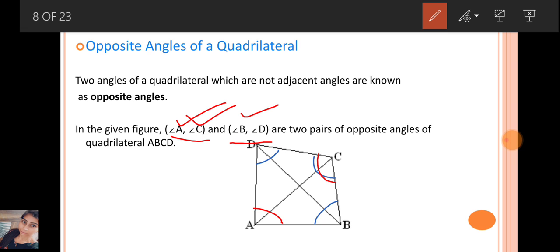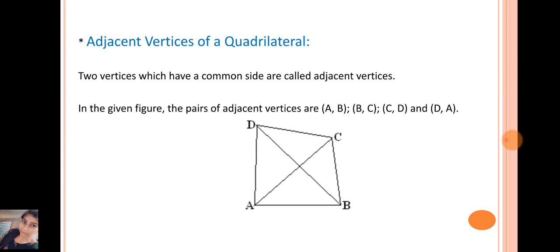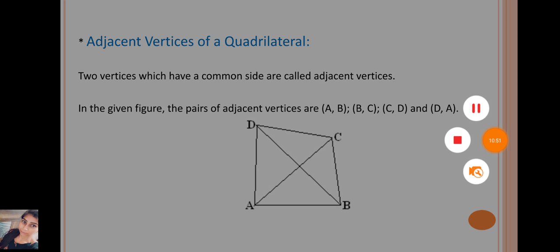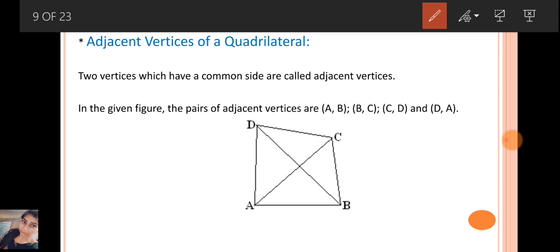The other one is angle B and angle D. So let us move to the next topic, that is adjacent vertices of a quadrilateral. So now just see, adjacent vertices of a quadrilateral. What is the definition of adjacent vertices of a quadrilateral? Two vertices which have a common side are called adjacent vertices.